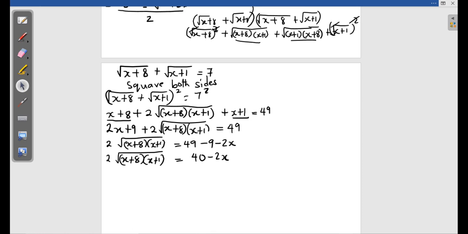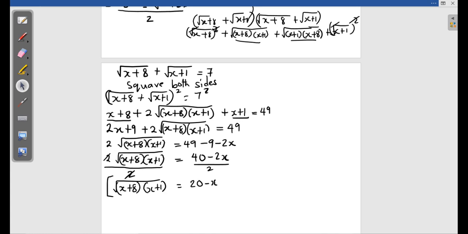Now from here you can decide to square both sides. Also you can decide to divide both sides by 2, because I know that if I divide both sides by 2, the 2 will easily go into 40 and 2. So you just do that to make it easier. Divide by 2, divide by 2. So 2 will cancel out 2, and that will give you the square root of x plus 8 times x plus 1, which is equal to 20 minus x.